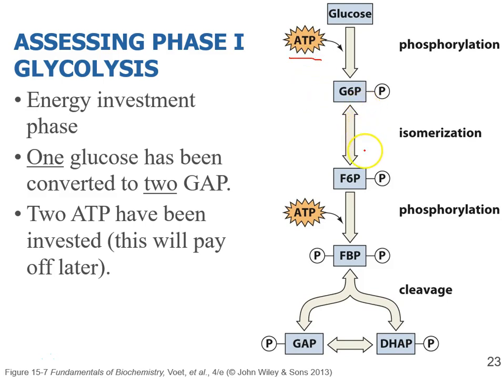And then we isomerize this to fructose 6-phosphate. And then we use another ATP to make the fructose 1,6-bisphosphate. Then we cleave the molecule in 2 to give us glyceraldehyde 3-phosphate and dihydroxyacetone phosphate. And then the dihydroxyacetone phosphate gets converted to glyceraldehyde 3-phosphate. So now 1 glucose has been converted to 2 glyceraldehyde 3-phosphates, and we spent 2 ATPs, but we will get it back, I promise.